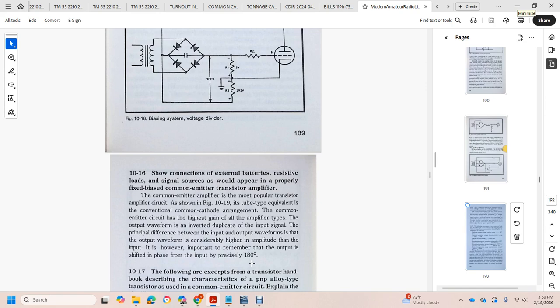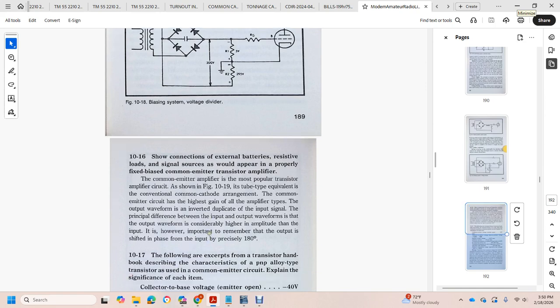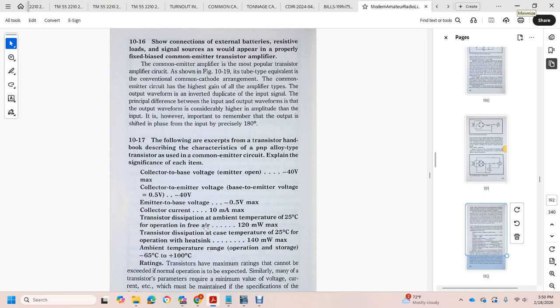However, it is important to remember that the output has a phase shift relative to the input of precisely 180 degrees. The following excerpt from the transistor handbook describes the characteristic positive and negative power of the L type transistor in a common emitter circuit and explains the significant ratings: collector base voltage, emitter open, negative 40 volts max; collector emitter voltage, base to emitter voltage, negative 40 volts at 0.5 volts; emitter base voltage, negative 0.5 volts.